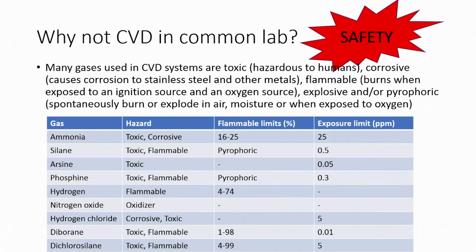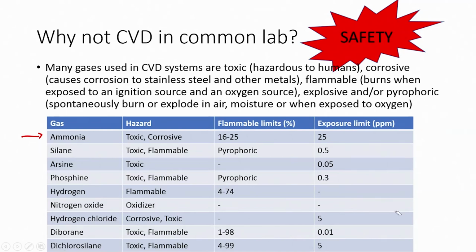Now, if you see the gases' hazardous effects, flammable limits and exposure limits, you will see that ammonia is a toxic and corrosive gas, with flammable limits of about 16 to 25%, while the exposure limit is just 25 ppm. In the same way, silane 0.5 ppm, arsine 0.05, phosphine 0.3, hydrogen chloride 5, diborane 0.01, dichlorosilane 5. So, the exposure limit is extremely small. You need to be extremely careful when you are using CVD.